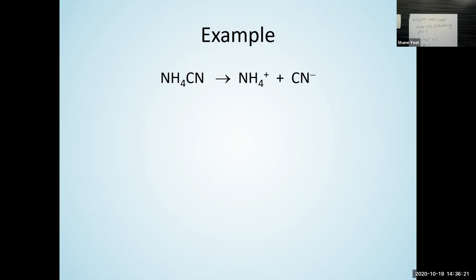But CN minus, as we talked about, is a weak base. So that will react with water to produce hydroxide ions in solution, which will want to raise the pH. And so the actual pH of the solution will depend on how strong of an acid NH4 plus is versus how strong of a base CN minus is. So you need more information to figure out whether this solution is acidic, basic, or neutral. This is a little bit of a trick question in which we don't know.